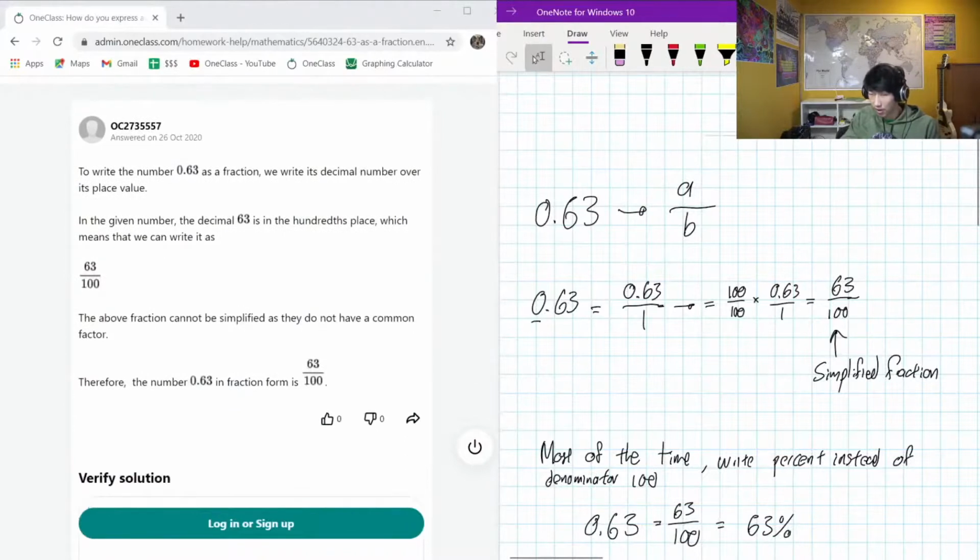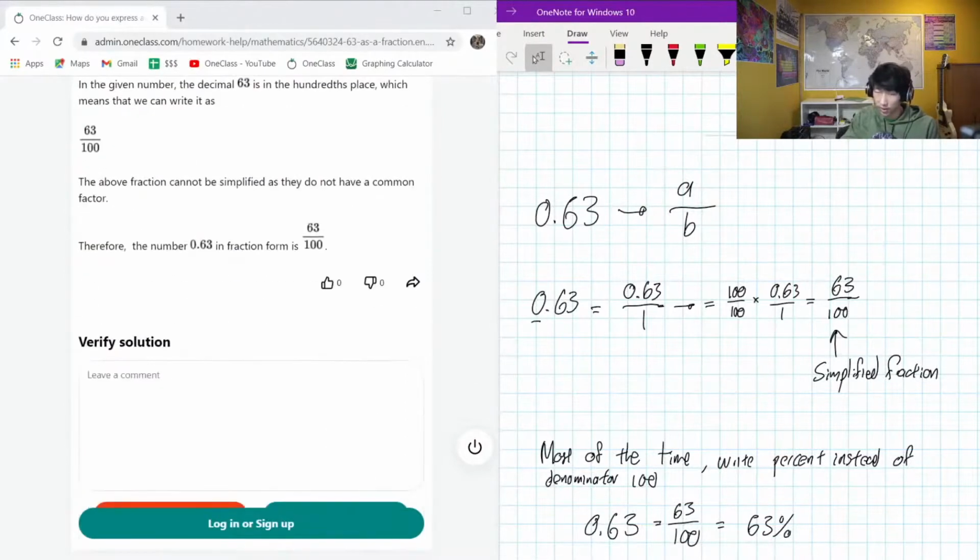Okay, so that is how we can convert 0.63 into a fraction. Ain't that a beautiful thing? Okay.